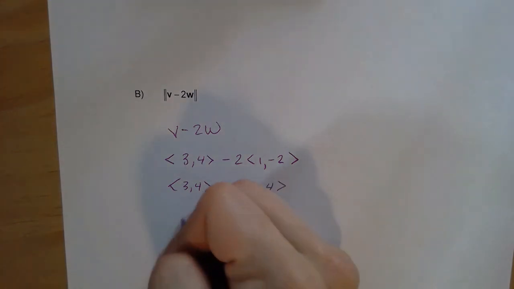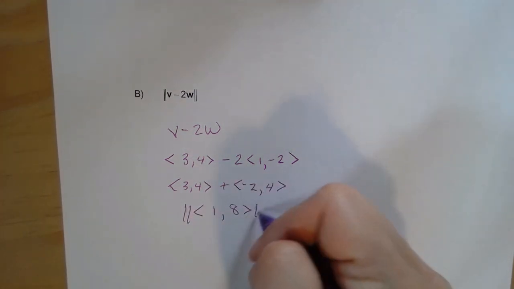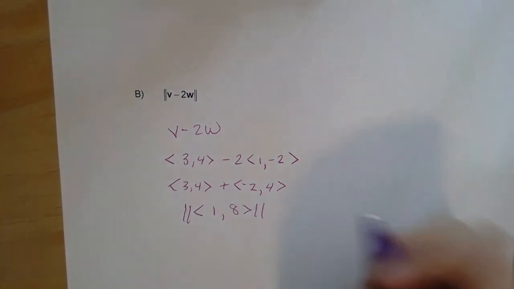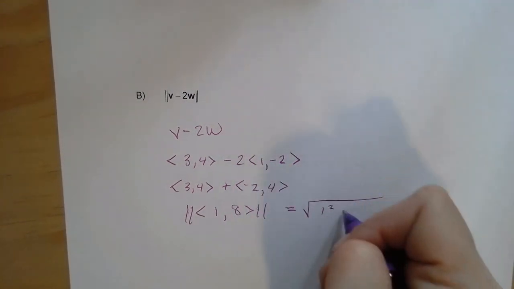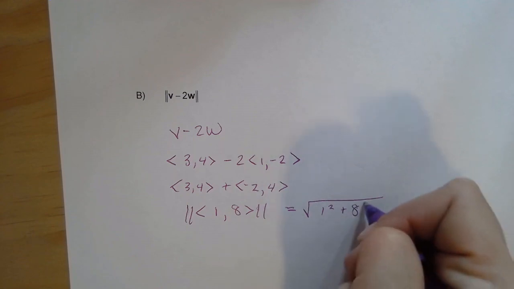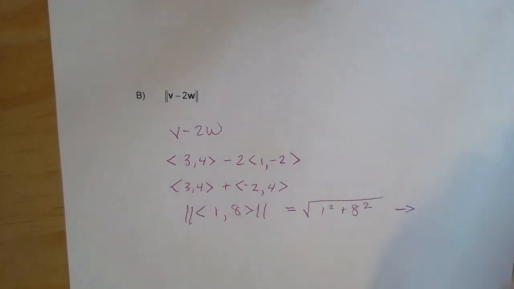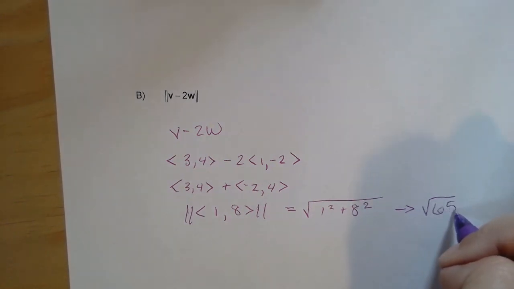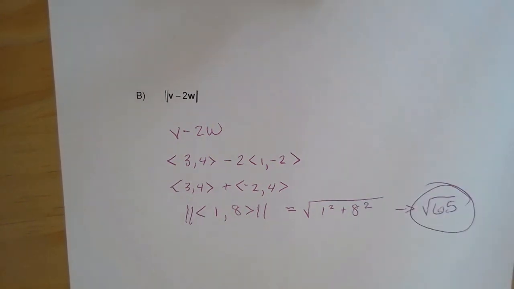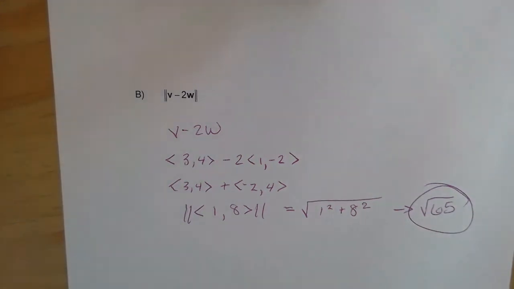So now what we're going to have to do is take the magnitude of this, which we know is the square root of 1 squared plus 8 squared. So our answer would be the square root of 65. Awesome, guys. Good job for today.